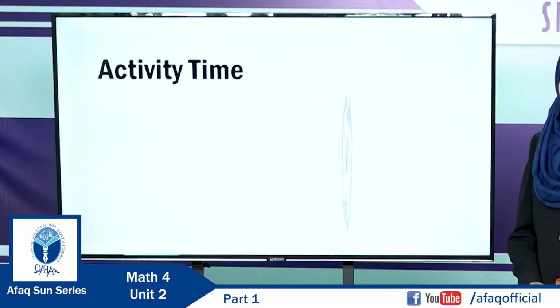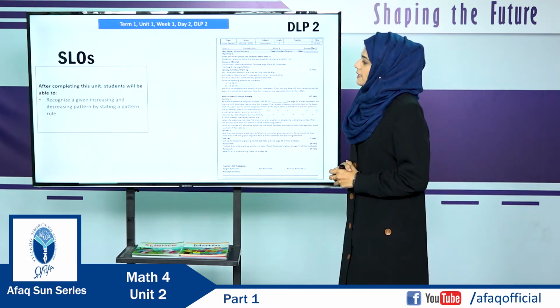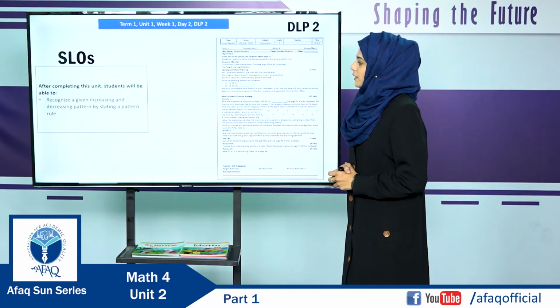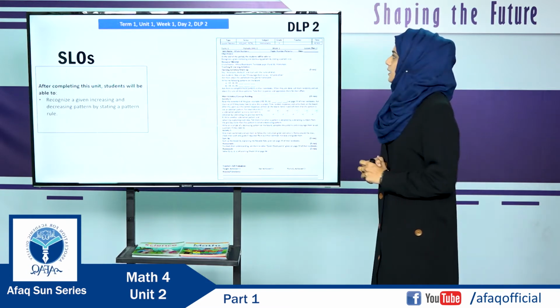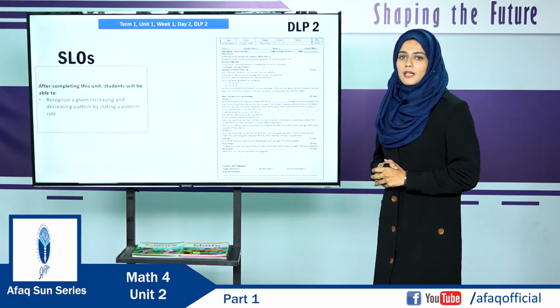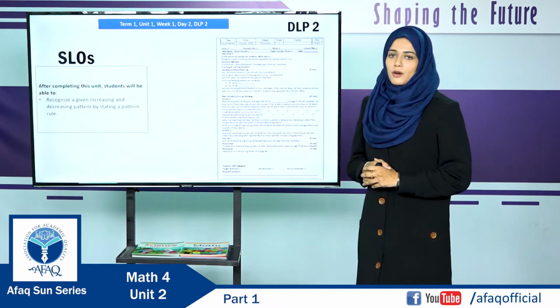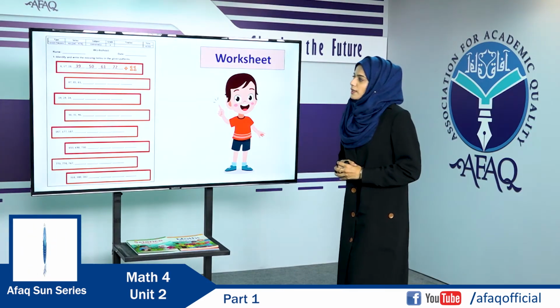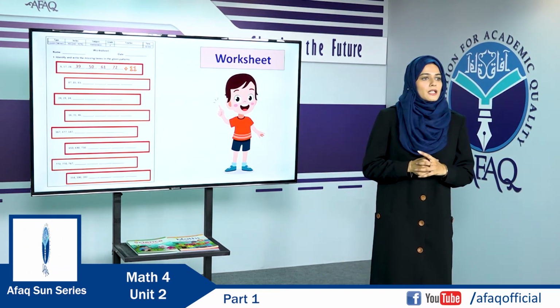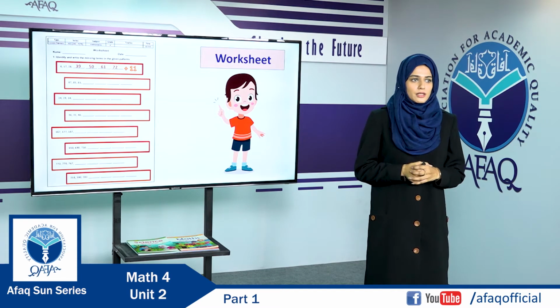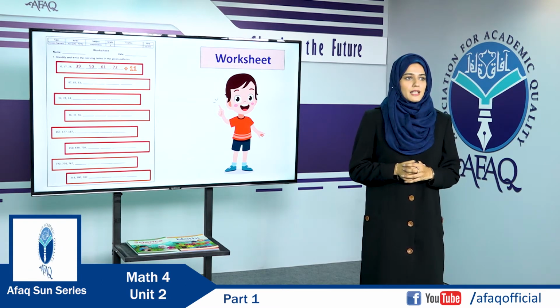It's activity time. In this, we have to recognize a given increasing and decreasing pattern by stating a pattern rule. To cover this, the methodology has been given in DLP2, which falls in term 1, unit 1, week 1 of day 2. Okay, students, here is a worksheet. These are the pattern questions. Solve this worksheet using the methodology which we discussed in the previous lecture.